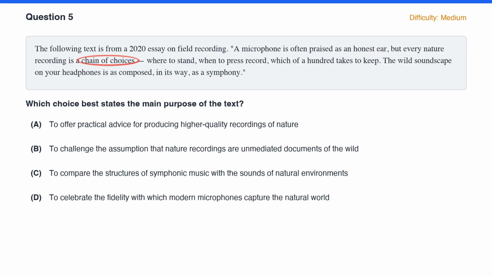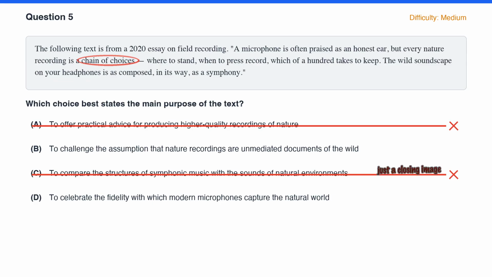A offers practical advice for better recordings, but there's no how-to here, only an argument. Off the list. C compares symphonies and nature sounds, yet the symphony is just a closing image, not the subject. Cut that one. D celebrates the microphone's fidelity, the exact opposite of the point. That dies too. That leaves B. It challenges the idea that recordings are unmediated. Our answer.